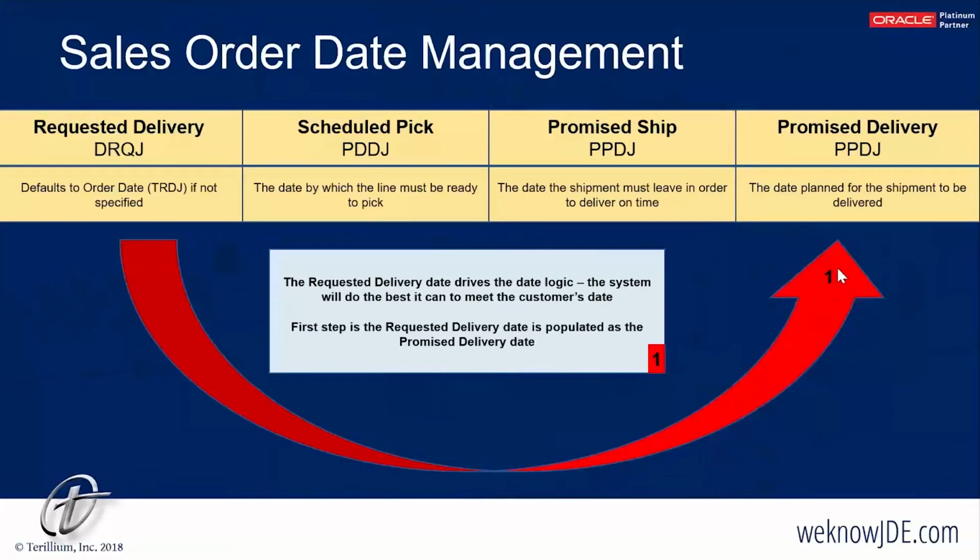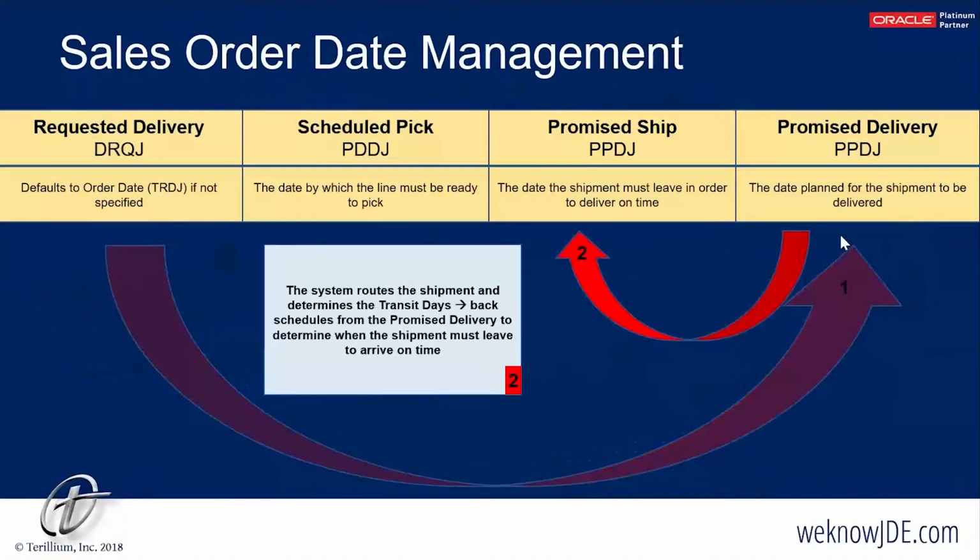It'll start using that as the promised delivery date. Then it'll look to see, through either preferences or transportation route, if there are any transit days that apply to actually get the product after you ship it to that customer. And it'll back those days out to back schedule to calculate when I need to ship it in order to get it to the customer.